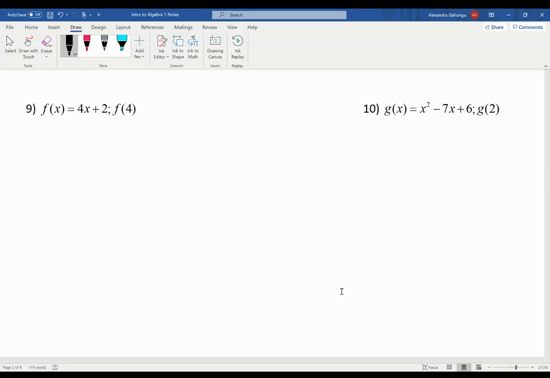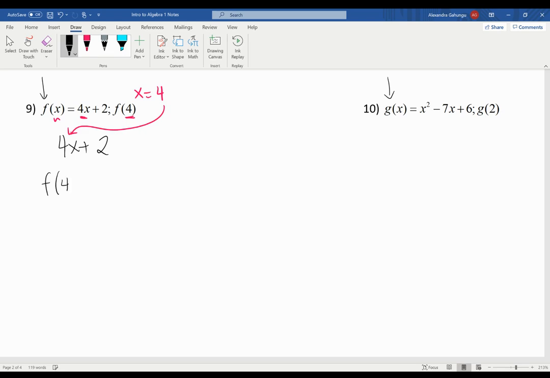Okay, so we're now going to look at evaluating functions. We're going to talk a little bit about this in class as well, but if we have this notation here, we've got our function, and what they're really doing is asking us to plug in wherever we see x, that value. So in this case, x is equal to 4. So in the 4x plus 2, what we're going to plug in for x is 4. So we're going to take this guy and plug it in.